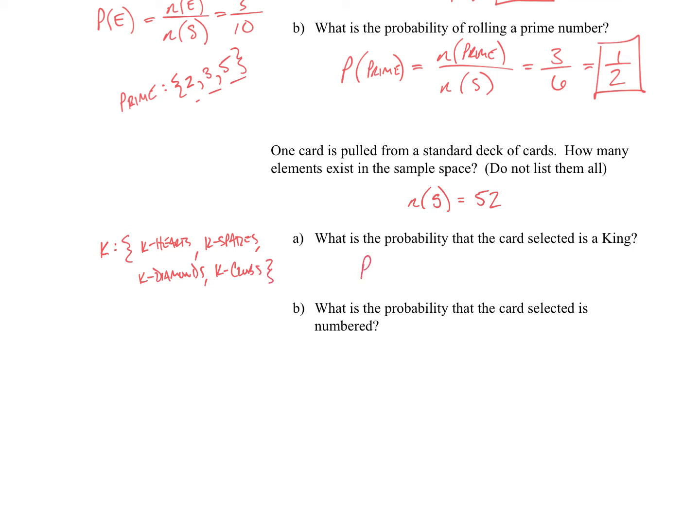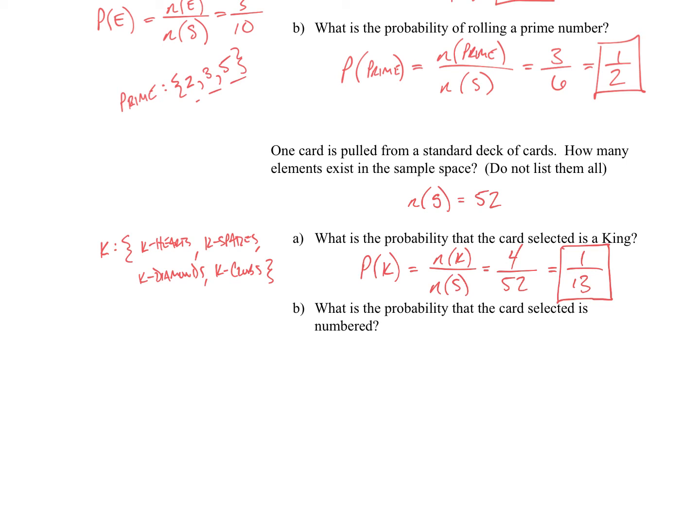So when I say what is the probability of pulling a king from this deck, well, how many kings are there? There are 4. How many elements are there in the sample space? There are 52 cards in this deck. I do need to reduce this if I can. 4 over 52 can be reduced to 1 over 13. So if you were to pull a random card from any shuffled fair deck of cards, you'd have a 1 out of 13 chance of pulling a king.